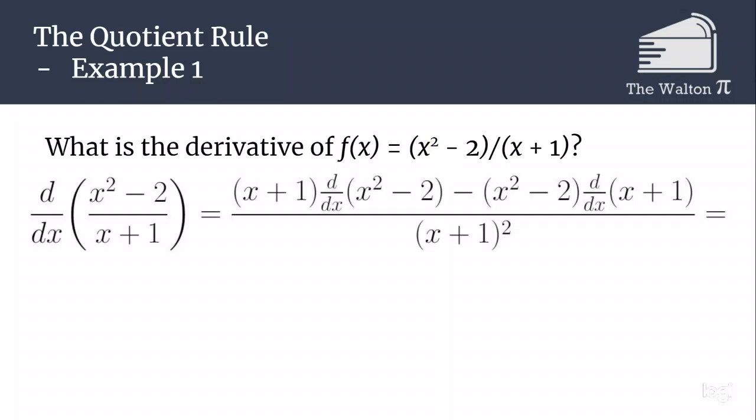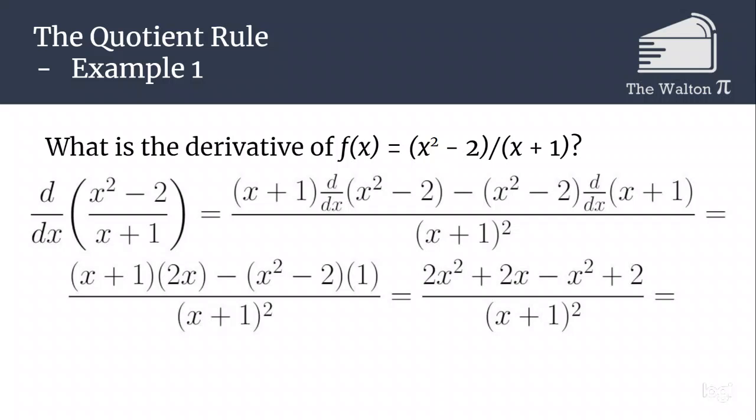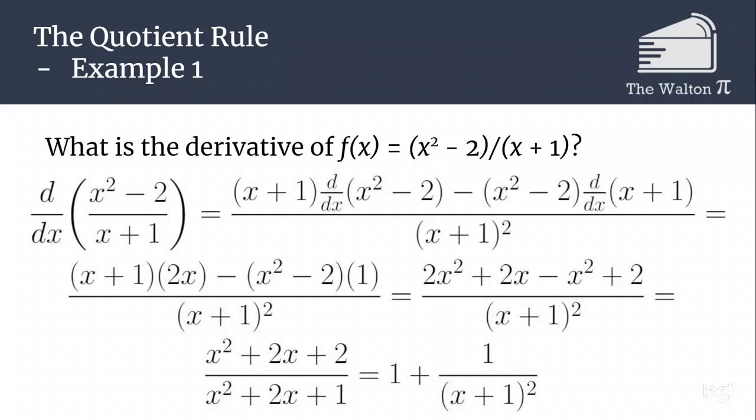So we just plugged this into the quotient rule, and now we're going to evaluate each of those different pieces and combine them. So that gives us x plus 1 times 2x minus x squared minus 2 times 1, all over x plus 1 squared. That becomes 2x squared plus 2x minus x squared plus 2 all over x plus 1 squared, or x squared plus 2x plus 2 all over x squared plus 2x plus 1, or another way to write that is 1 plus 1 over x plus 1 squared. Both of those end results on the very bottom line are perfectly valid answers. But yeah, this is going to be the quotient rule.